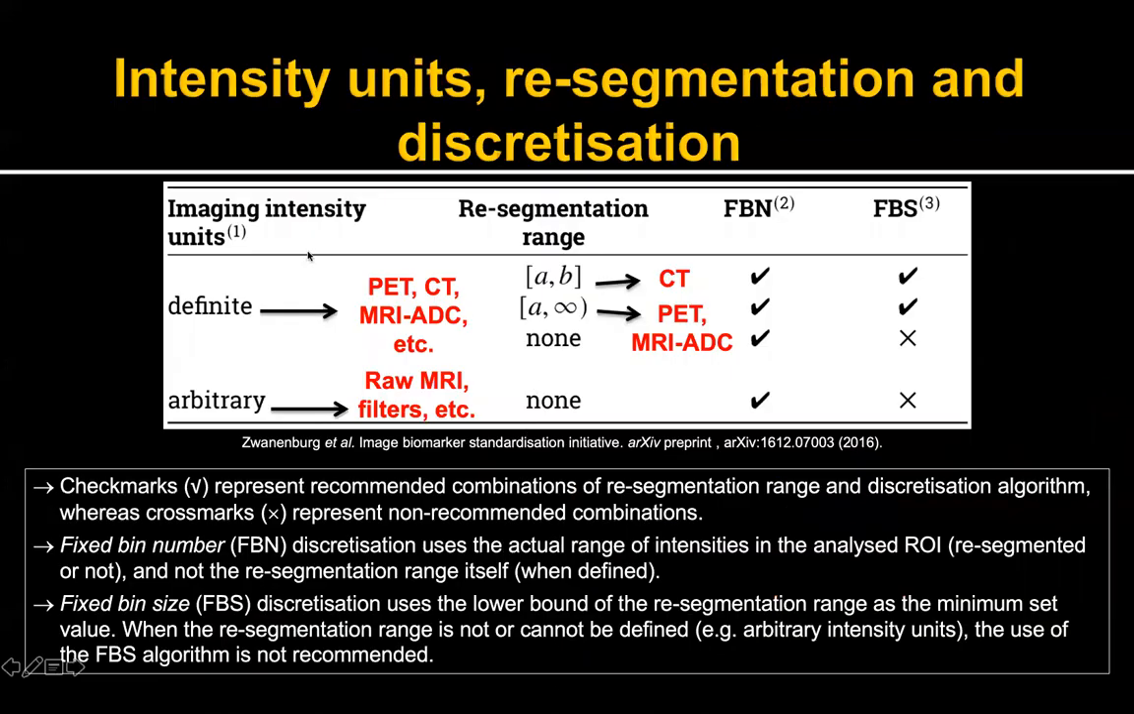So there's that concept of definite intensity, arbitrary intensities, resegmentation range, discretization. All those interlinked processes are basically all linked, as I said, and how to handle them is described in the reference manual. And yes, that gives you guidance about how to handle all this.